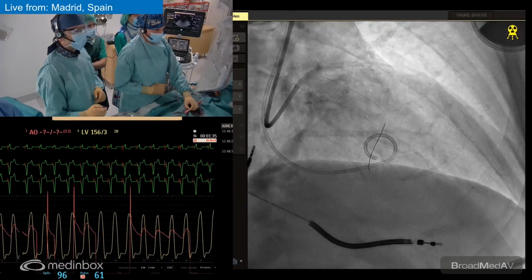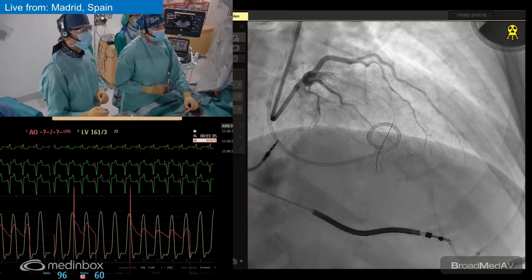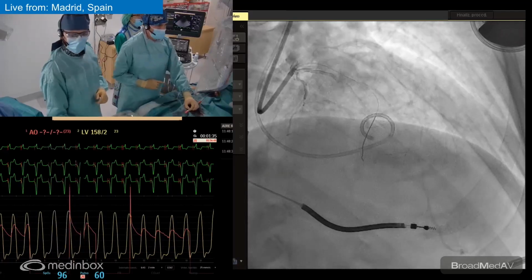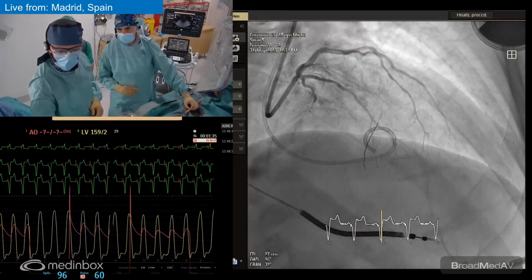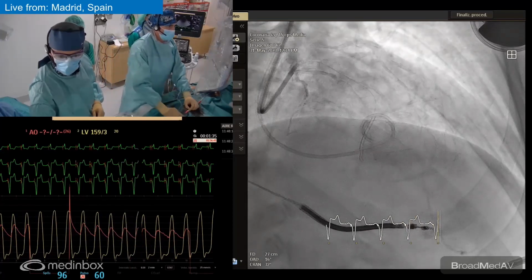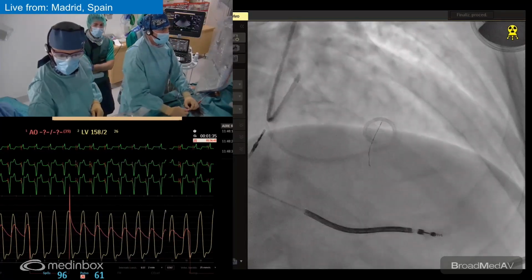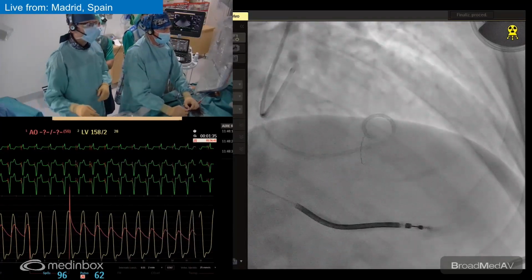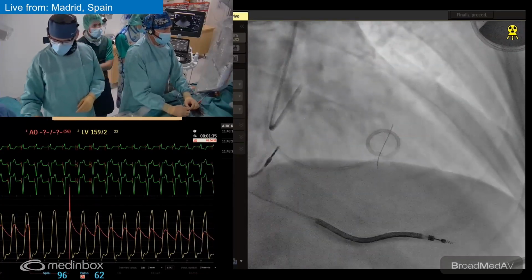Okay. Maybe this branch, no? Yes, you are in the correct one, I think. So let us advance the trapping balloon and then the... Oh, careful.